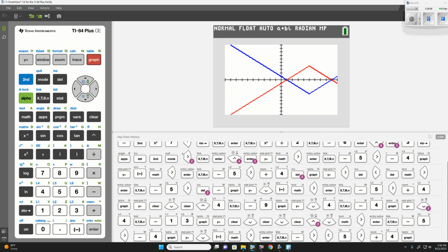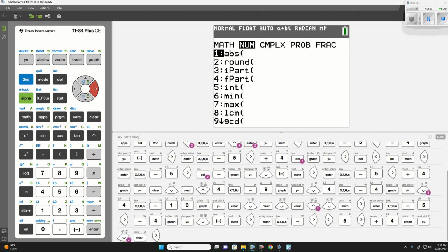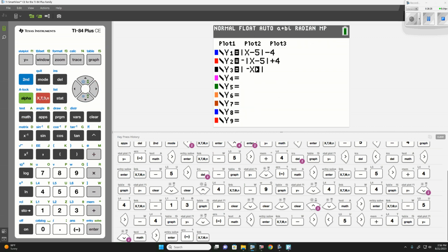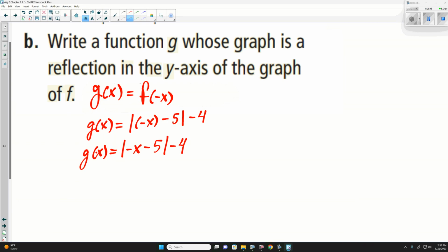Now, in our graph, we're looking at the blue one, because that's the one we started with, and we're going to reflect it across our y-axis, our line straight up and down, is what we should see. So we'll graph the absolute value of negative x minus 5, minus 4. So that does look like a reflection across the y-axis of the blue. Yes? It flips it. Any questions on any of this so far? Do we feel pretty comfortable with everything so far?